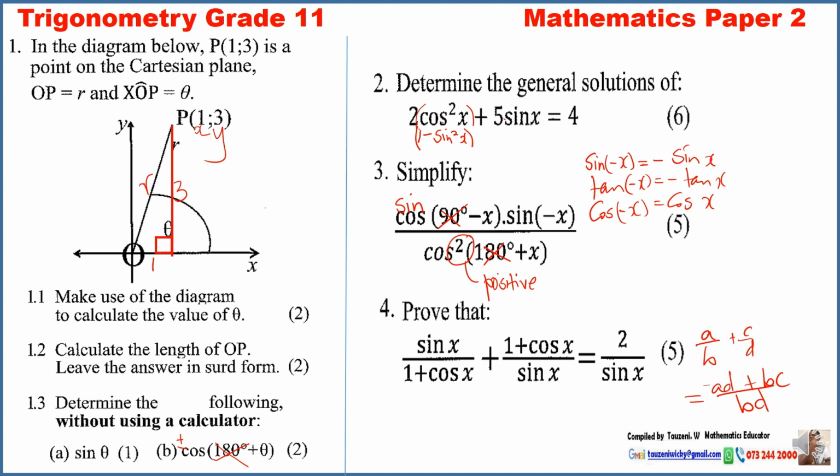And as you simplify, you look for equivalent identities that you can substitute to complete your answer until the left hand side, or whatever side you are working on, becomes equal to the other side. Then your identity has been proven. These are the ideas tested in this question, Trigonometry, Grade 11, Mathematics Paper 2.